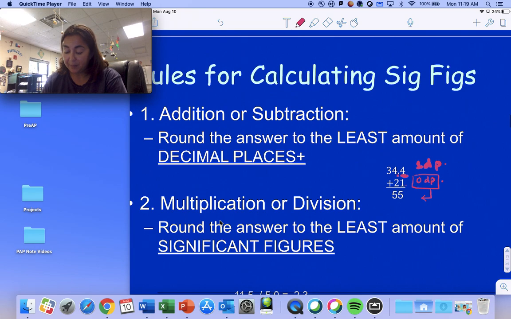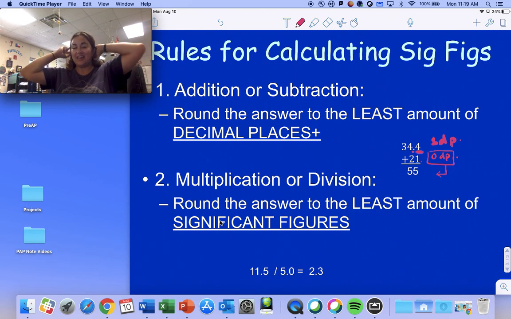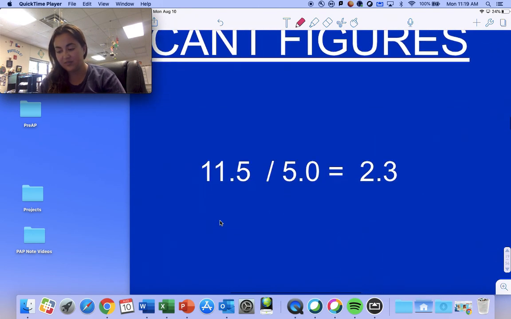So with multiplying and dividing, you kind of follow the same idea. You want to look at the numbers that you're mathing with, and this time you want to round to the least amount of sig figs that are in those numbers. So here's an example, and that's a division sign if you weren't familiar with it. We're going to count sig figs in each of these numbers.